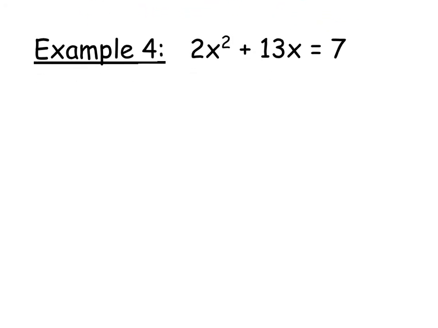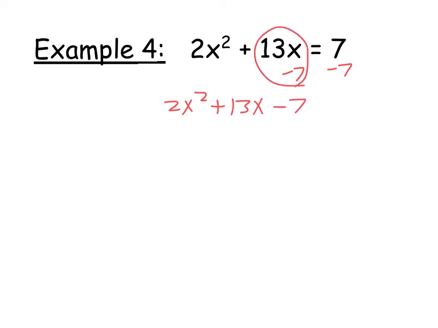So example 4 here. The biggest thing here is if I'm going to solve by factoring, everything's got to be equal to 0. Here it's equal to 7. So I got to get rid of that 7. I got to bring it to the other side. So I'm going to do that by subtracting 7 from both sides. So I get 2x squared plus 13x minus 7.